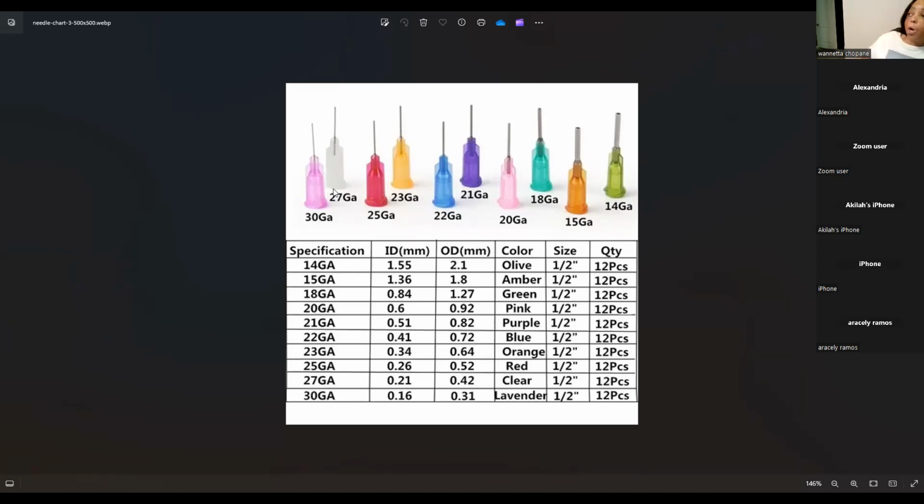For example, I'm going to go over it again, but if you ever donated blood or donated plasma, they use big needles. They use 16, 17, or 18 gauge. Whereas when we're drawing blood, we use 21, 22, or 23. That goes to show you that the size of the needle matters.